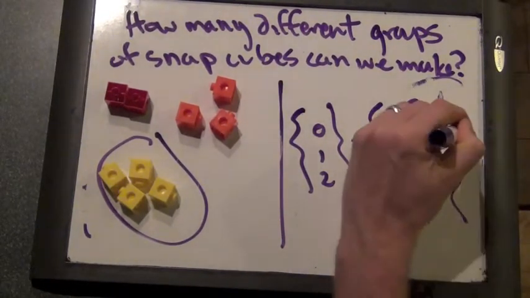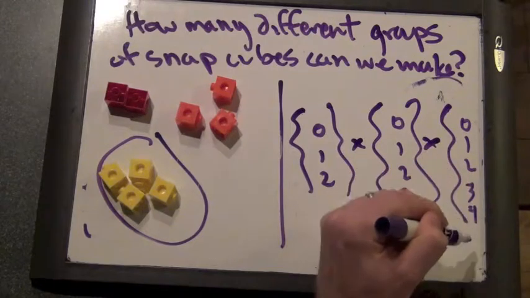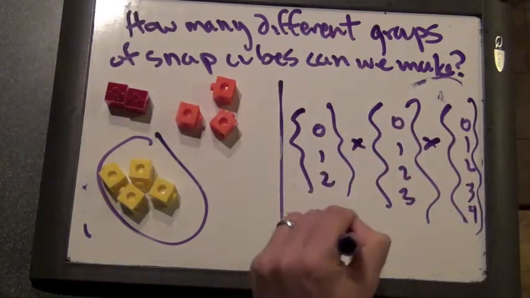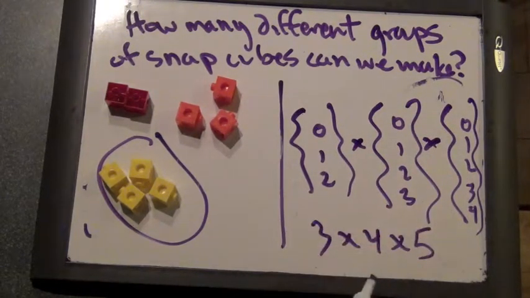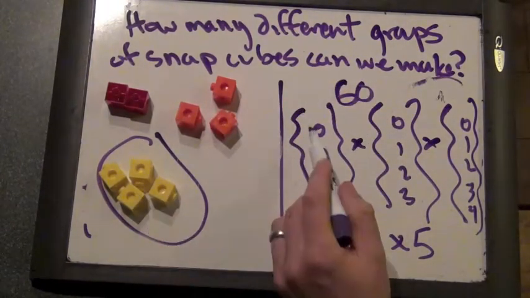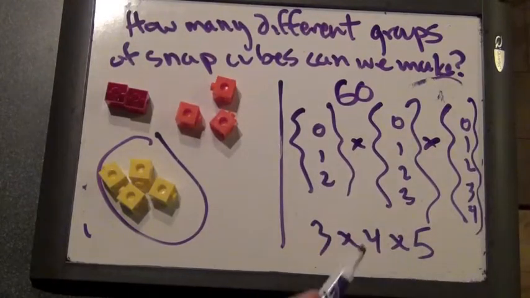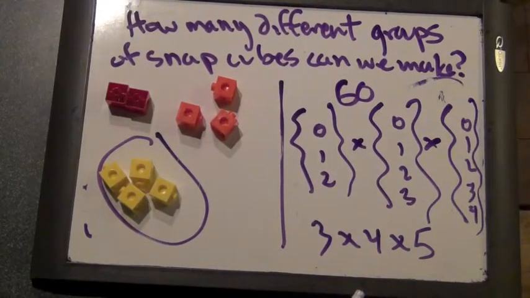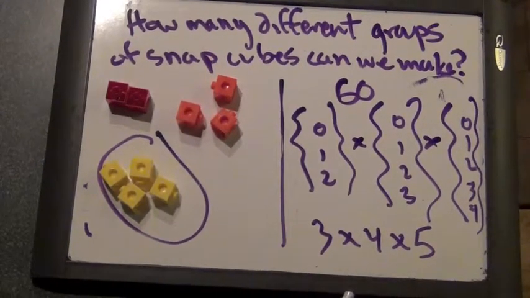Okay. So that's 3 times 4 times 5. 12 times 5, which is 60. So there's 60 different arrangements I can make with these, starting with picking none of them to picking all of them. Pretty cool, right? Okay, now let's go to the next problem.